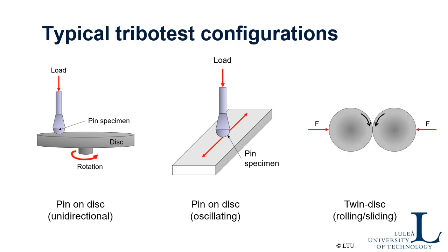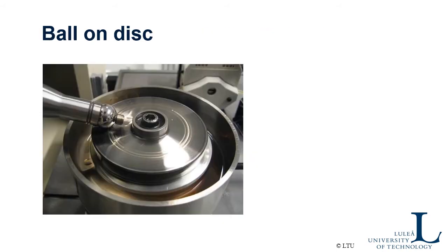And finally, the third, which is also very common, is the rolling sliding test. In many machine elements you want to mimic, you have two cylindrical or spherical surfaces in contact with another similar surface. They may roll in contact, or one surface may operate at slightly higher or lower velocity than the other one. So you have partly sliding, a rolling sliding experiment. So these are three typical configurations.